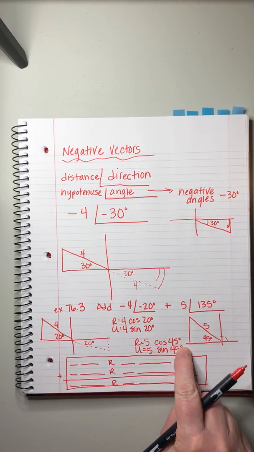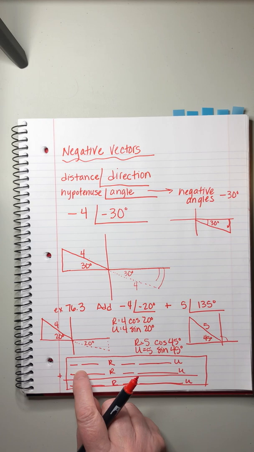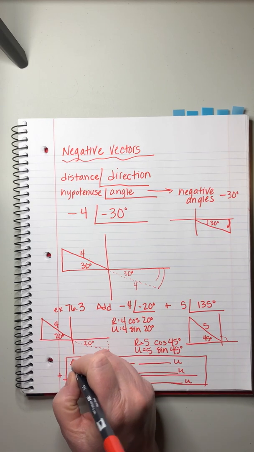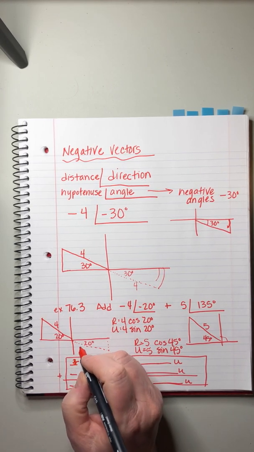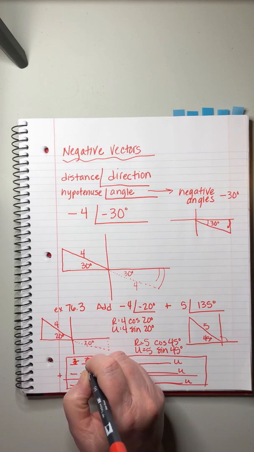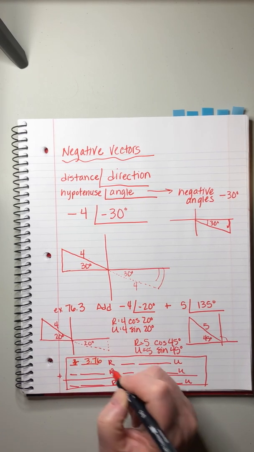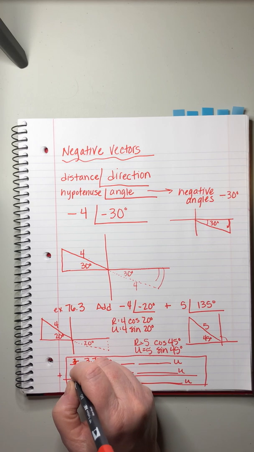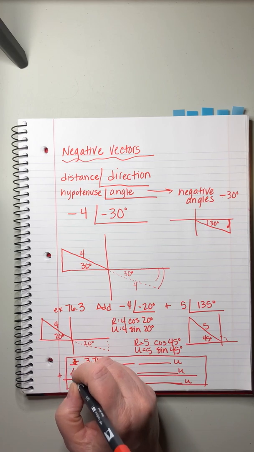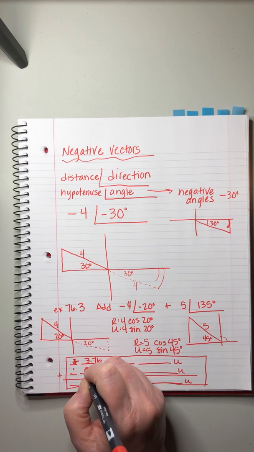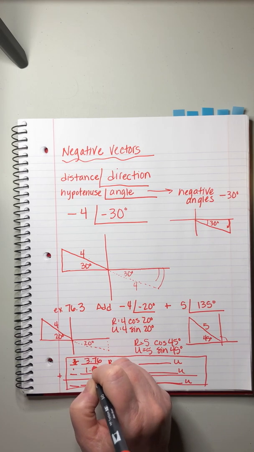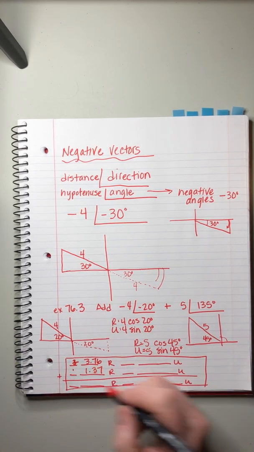You're running them through your calculator, and we see that this one is, oh, I'm sorry, it's plus 3.76. And this is just a second, I've got to figure out the signs. This is 1.37. Oh, no.